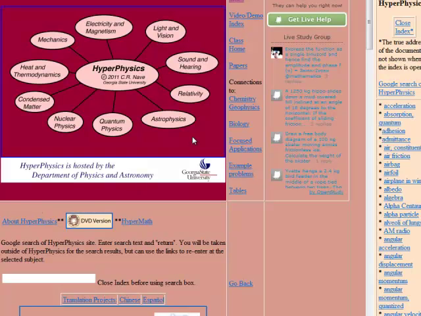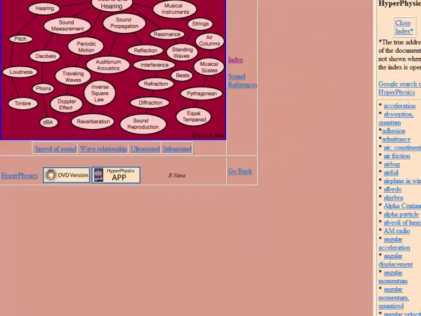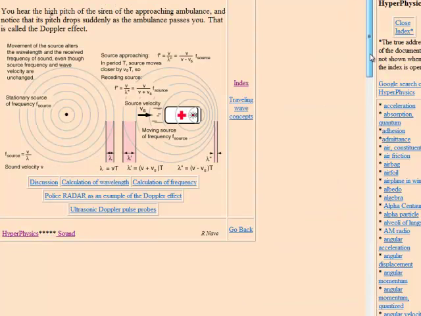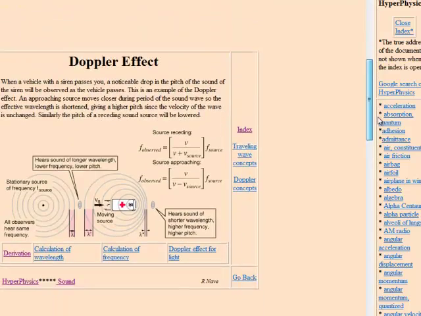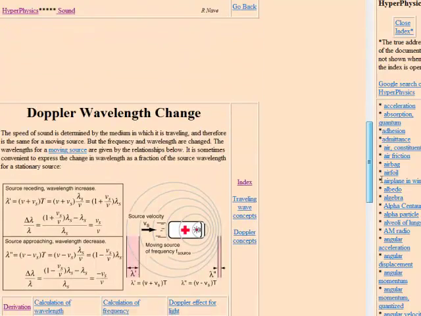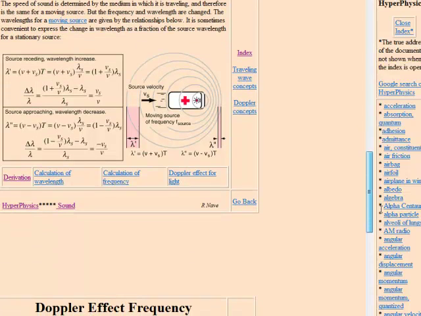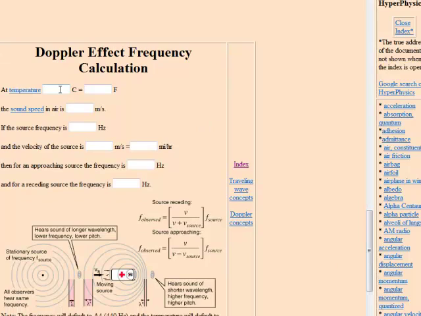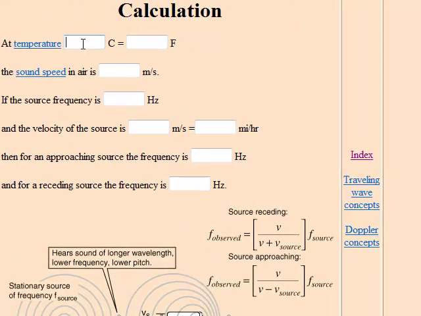This is hyperphysics. I'm going to go to sound and hearing, and then the Doppler effect. And here you find the same equations as you find in any textbook, with the source approaching or receding, and perhaps even the observer receding or approaching is on here. Here is a calculation that's automatically putting into these equations. So let's assume we have a temperature of 20 degrees Celsius. What I mentioned earlier, 330 meters per second, is actually around 0 degrees Celsius, but we'll just use this one here.